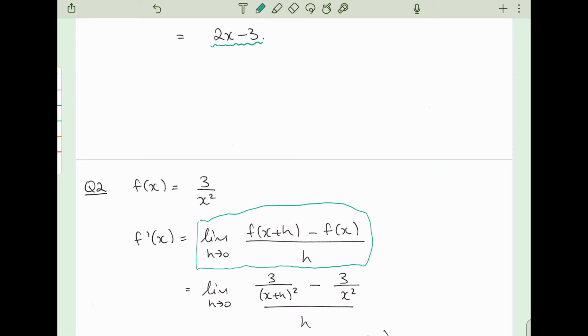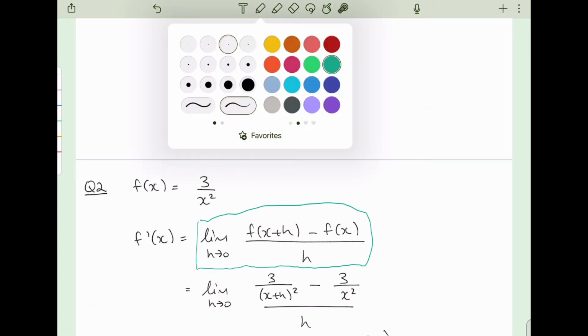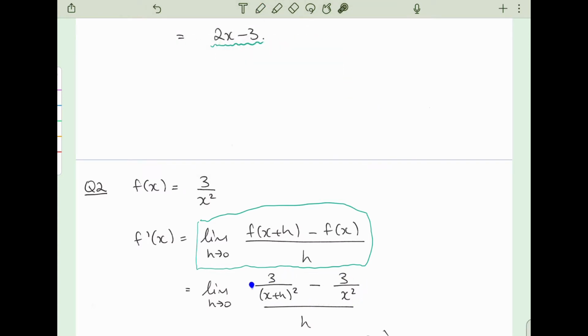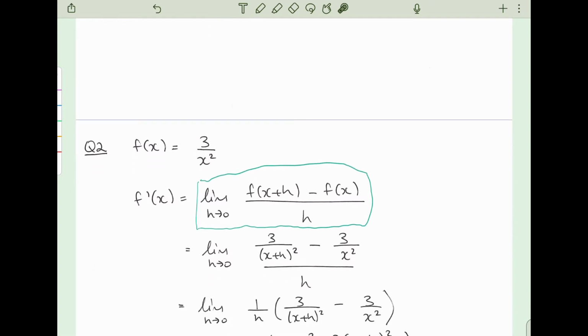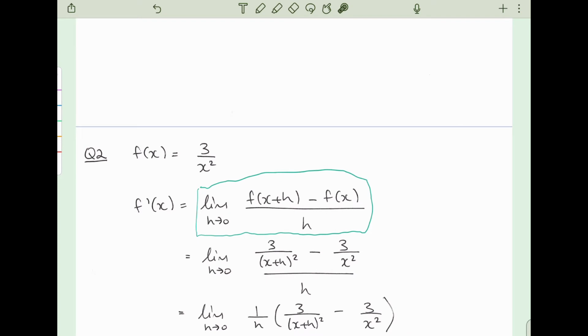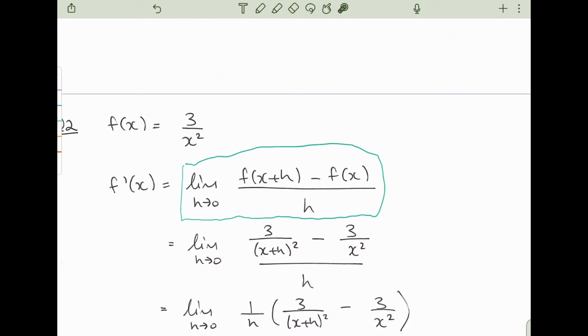And since we don't want to have fractions inside the fraction, we will need to simplify this. We know that dividing by a thing is equivalent to multiplying by the reciprocal of this thing. So here, the top expression is dividing by h, which is equivalent to multiplying by 1 over h. So now we turn this expression into this form, right? This difference multiplied with 1 over h here.